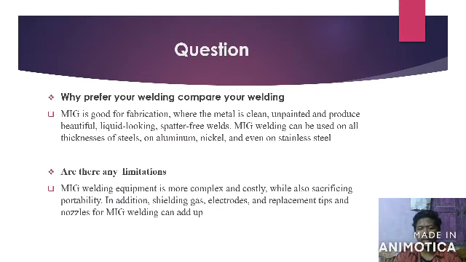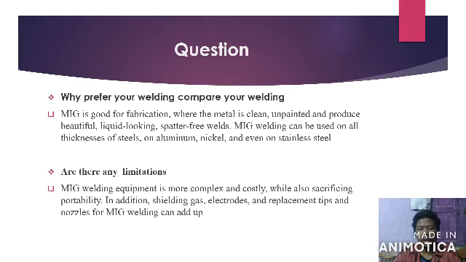For the questions for this presentation, the first question is why I prefer MIG welding. It is because it is good for fabrication, where the method is clean, unpainted, and produces a beautiful, liquid-looking, splatter-free weld. MIG welding can also be used on all thicknesses of steel, on aluminium, nickel, and even on stainless steel.